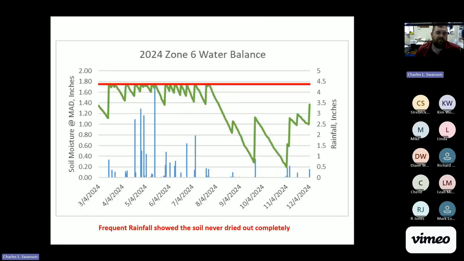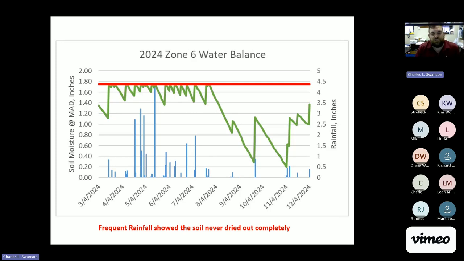We looked at ourselves. And what's interesting about the 2024 analysis is based on our scheduling model we used, we showed that the soil never technically dried out during that period from March through December. We can see here at the very beginning that a full moisture profile was around 1.7 inches. And so we had lots of rain in March, April, May, June, early July. And so that kept the soil moisture pretty high.